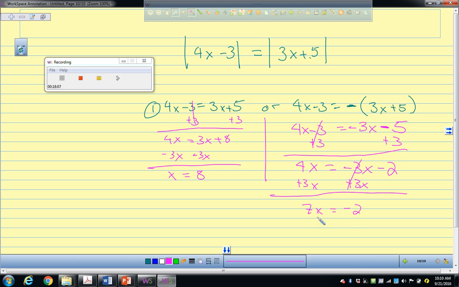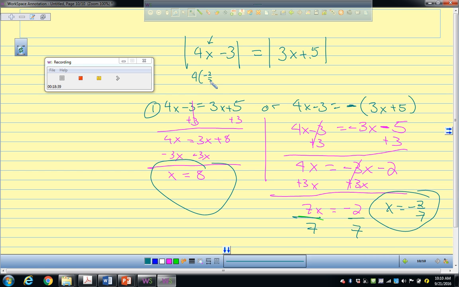Now you gotta divide, right? And so in a lot of these cases you'll get an answer that doesn't look very pretty. Okay? 7 divided by 7, you get x equals negative 2/7. Okay? So both of those are answers that make that true. I just want to show you that I think we did it right. Let's try. Okay? If I plug this in, 4 times negative 2/7 minus 3, and 3 times negative 2/7 plus 5.